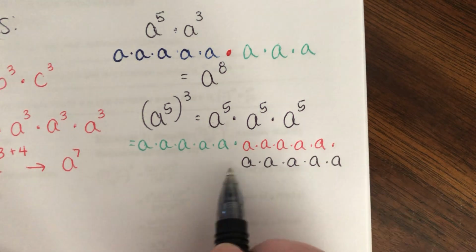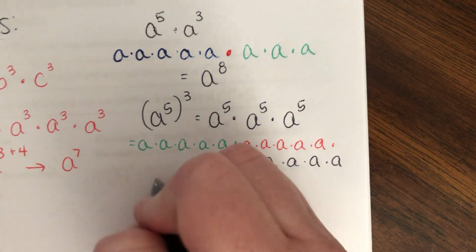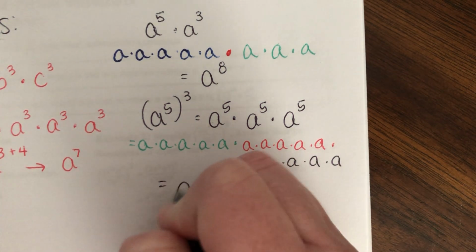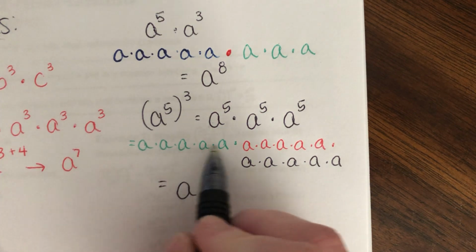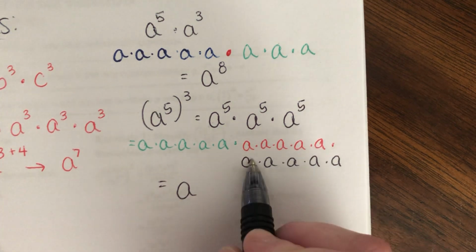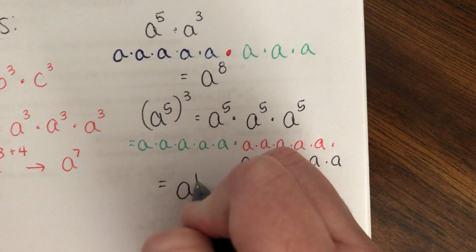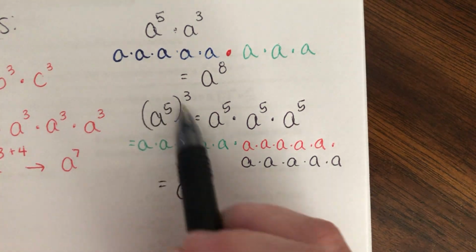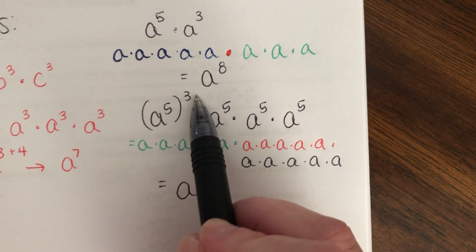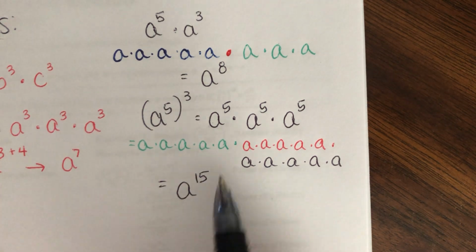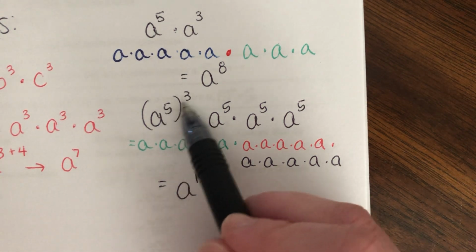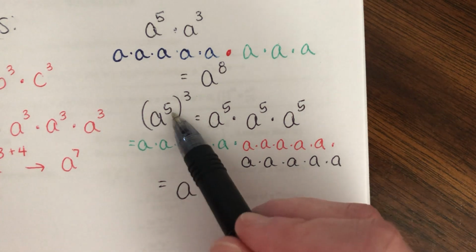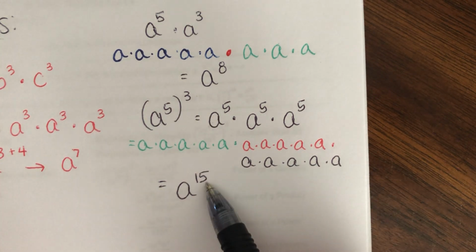So how many times am I multiplying out a here? A to the 1, 2, 3, 4, 5, 6, 7, 8, 9, 10, 11, 12, 13, 14, 15. Right? So here, when I have a base with an exponent raised to another exponent, instead of doing all that work, my shortcut is I just multiply these two exponents. 5 times 3 is 15.